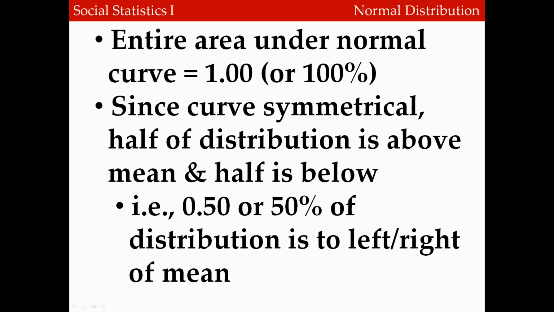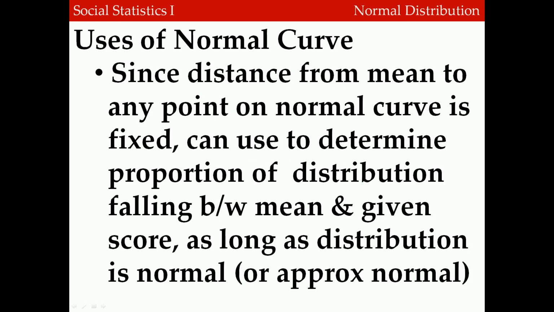The entire area under the normal curve is 1, or 100%. And since it's a symmetrical curve, half the distribution is above the mean, and the other half is below the mean. Put differently, 0.5, or 50% of the distribution is to the left of the mean, and the other 50% is to the right of the mean. So how do we use the normal distribution?